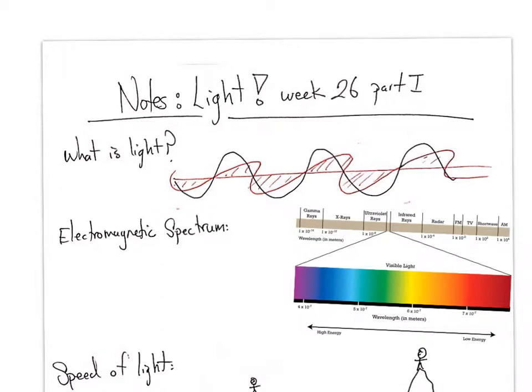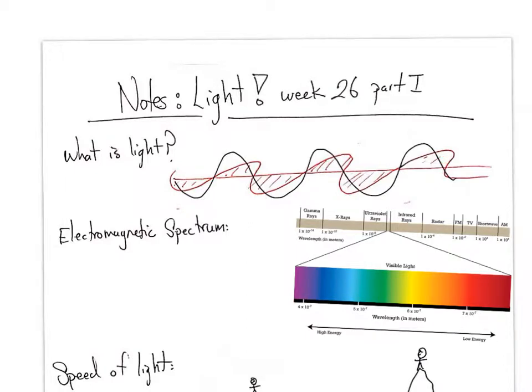Okay, so what is light? Light is a fascinating topic in physics, and here we go, week 26. So what is light? We draw a light wave kind of like this, and it turns out that there's an electric field and there's a magnetic field.